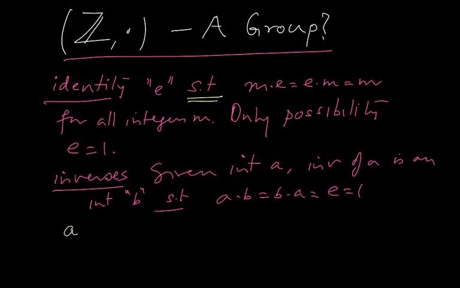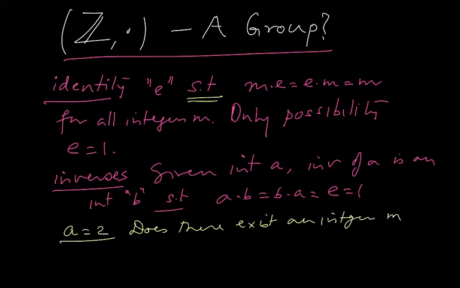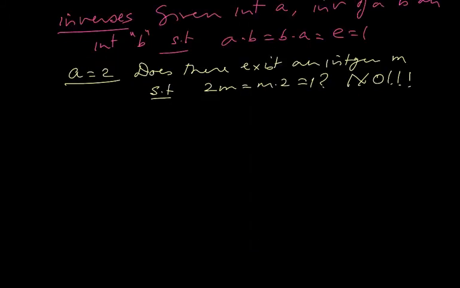Now let's take A equals 2, for example. Let me ask this as a question. Does there exist an integer M, or B, whatever you want to call it, such that 2 times M is M times 2 equals 1? And the answer very clearly is no. So what we find from this is that Z with respect to multiplication is not a group.